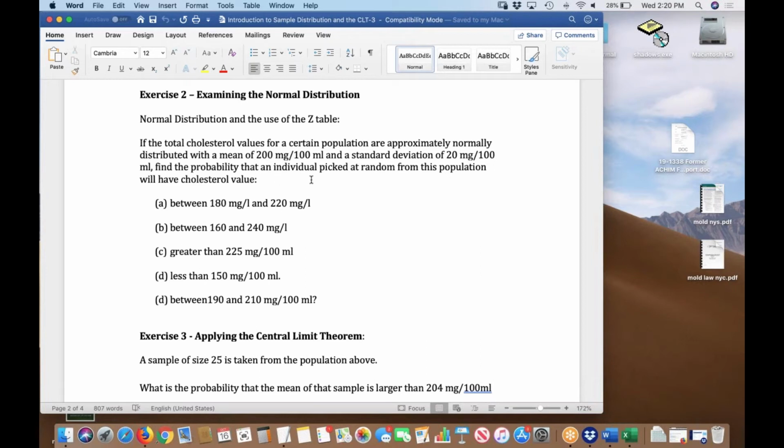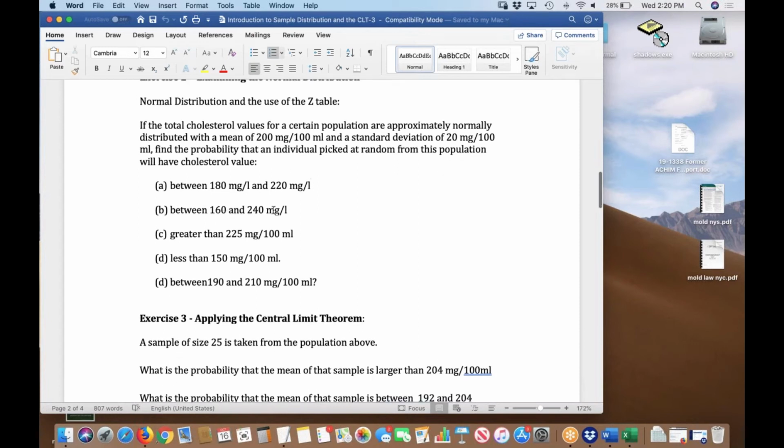What's the probability that you pick an individual at random from this population with a cholesterol value between 180 and 220? Well, that one I'm not even going to bother to draw because it should be pretty simple. How many standard deviations above and below the mean are 180 and 220? One standard deviation below, one standard deviation above. We know 68% of the population is between those two values. So the probability we pick one person from this population and they're between those two values is 68%, or 0.68.